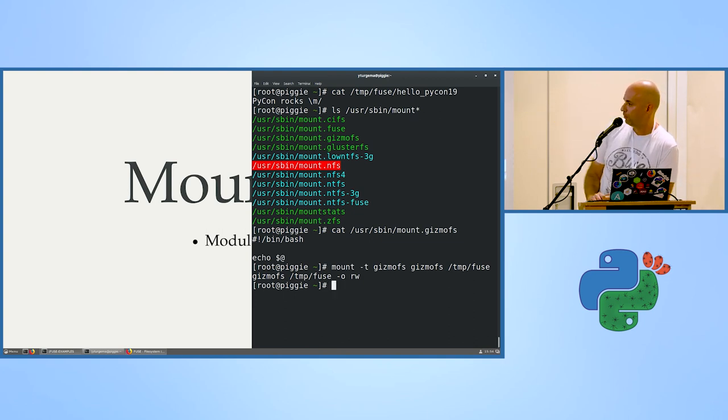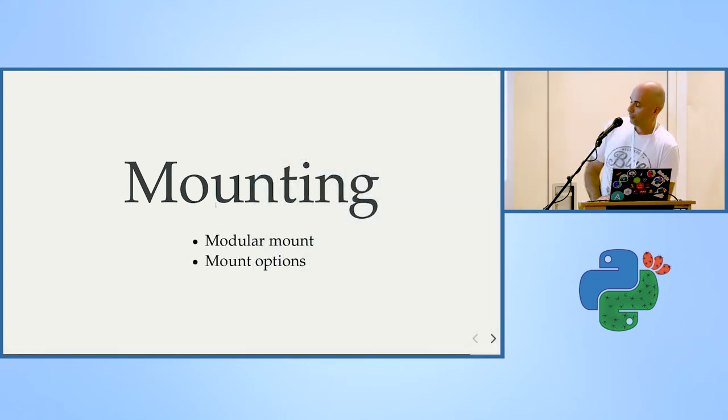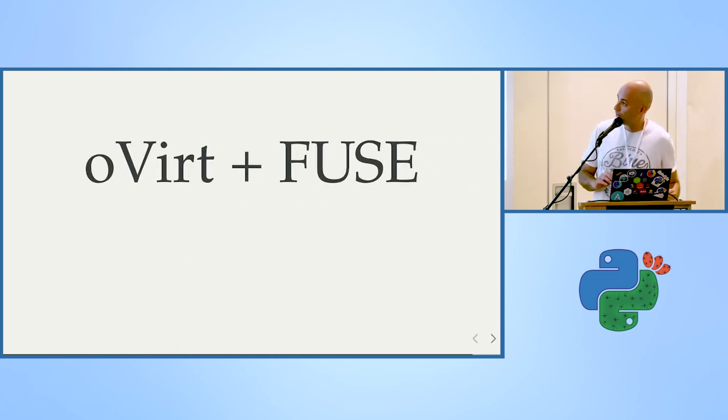So let's say we want to write a real file system. We would have our mount script, and whenever we call mount, our daemon would be executed, would be deployed, and everything is working as if it were a real file system. Mount options are really easy to do with Python Fuse also. It's kind of like argparse for anyone who is familiar with it. Just add a few arguments.